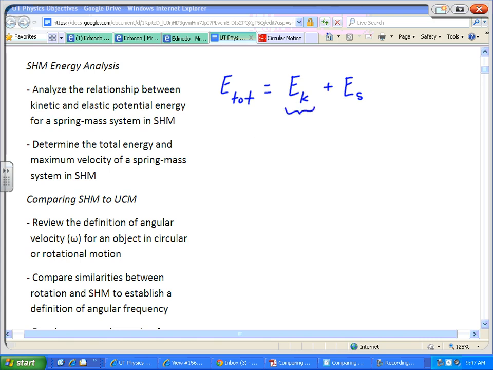Just to review each of these, the formula for kinetic energy is 1/2 mv squared. And for a spring, it's 1/2 kx squared, where k is the spring constant, x is how much the spring is compressed or stretched.